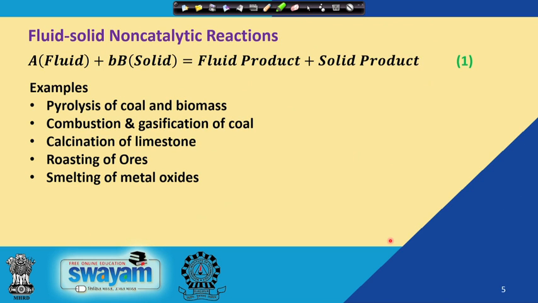These reactions are extremely important and very widely experienced and seen in different types of industries, chemical industries, metallurgical industries. Let us take an example, say 1 mole of A, which is the fluid reactant, reacts with b moles of B, which is a solid reactant, to produce fluid products and solid products. Different examples of such reactions are pyrolysis of coal and biomass, the combustion and gasification of coal, calcination of limestone, roasting of ores, smelting of metal oxides.